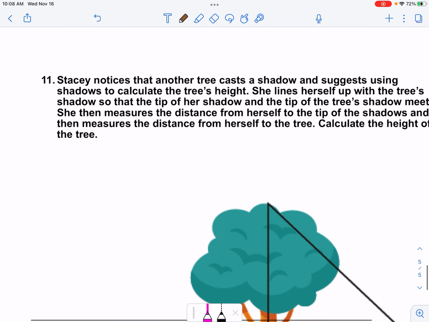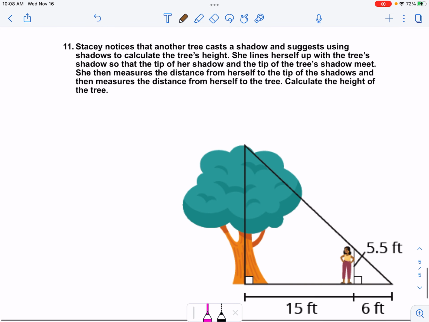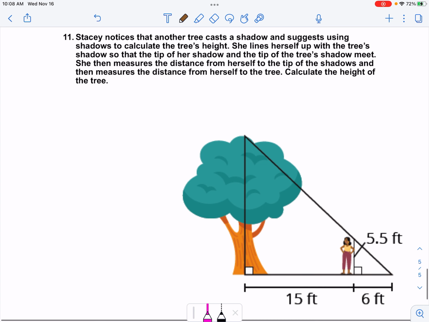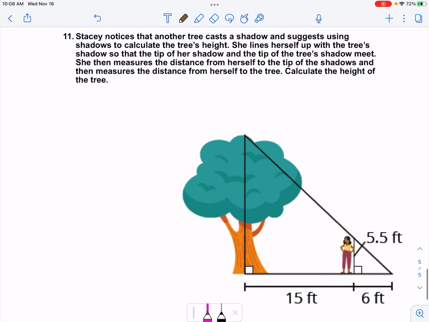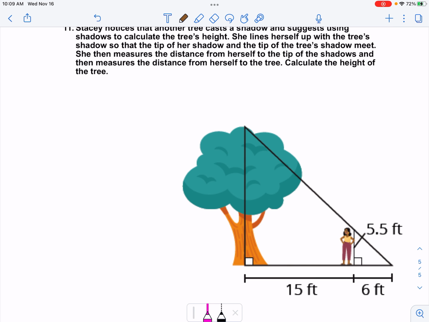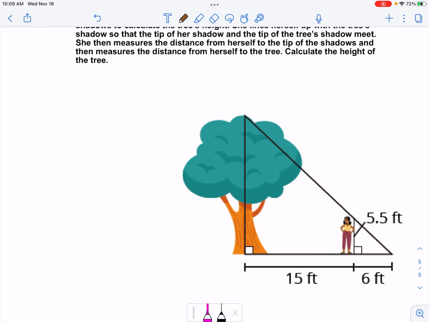Okay, so Stacy notices that another tree casts a shadow and suggests using the shadow method to calculate the tree's height. She lines herself up with the tree's shadow, so the tip of her shadow and the tip of the tree shadow meet. She then measures the distance from herself to the tip of the shadow, and then measures the distance from herself to the tree. Okay, so calculate the height of the tree.